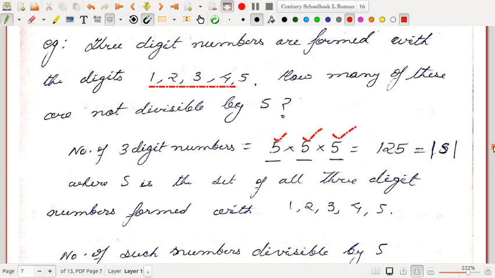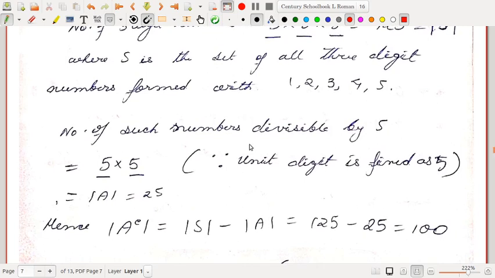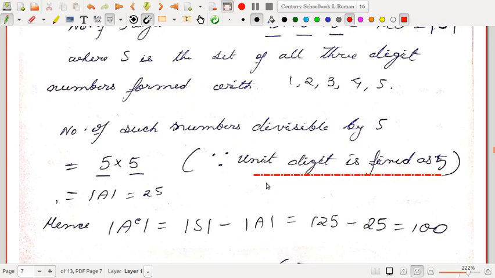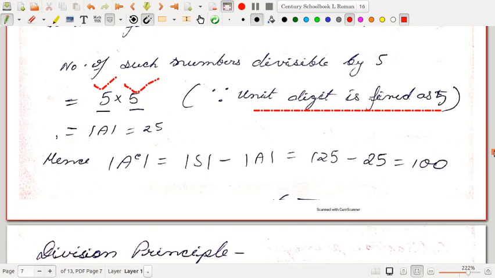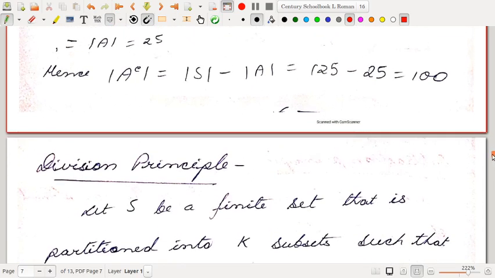What is S? S is the set of all 3 digit numbers formed with the digits 1, 2, 3, 4, 5. Now we count the numbers which are divisible by 5. If a number is divisible by 5, then the unit digit has to be 5 or 0. But 0 is not there in this option, so the unit digit has to be 5. So how many numbers are divisible by 5? The first place can be filled in 5 ways, the second place in 5 ways, and the third place is already filled with the digit 5, so there is only one option. So the total number of such numbers is 5 into 5, that is 25. So the number of elements in the complement is 100. So there are 100 numbers which are not divisible by 5.